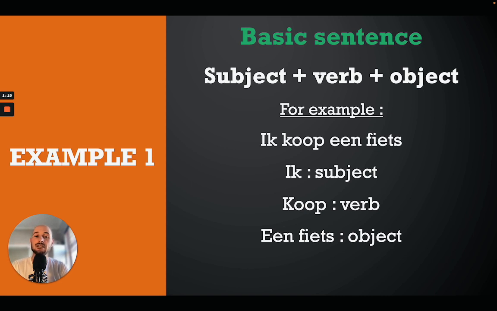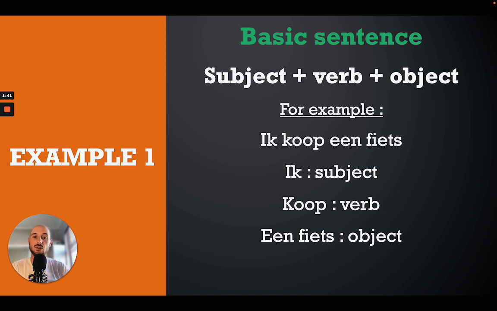How can I find the object of a sentence? Well, basically you use the verb and you ask what. You say, what do I buy? Wat koop ik? And the answer is een fiets, a bicycle, and that is your object. Alright, a straightforward sentence, the easiest sentence in the Dutch language. Subject, verb, object. Ik koop een fiets.